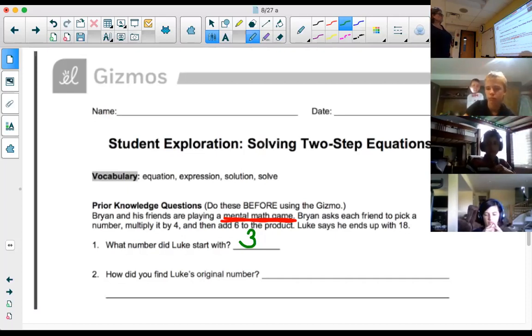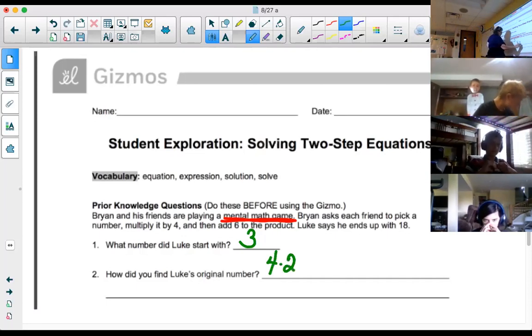I multiplied 4 and 2, and 4 and 3, and added 6, and I got 18. 4 times 2, and then you said what? No, I did 4 times 3. I thought it was 4 times 2 first, but then I did 4 times 3. So 4 times 3 plus 6. So you did 4 times 3 plus 6.